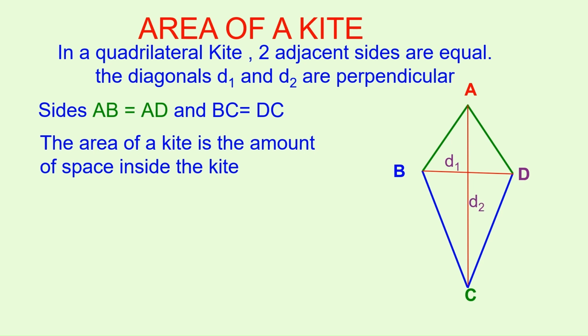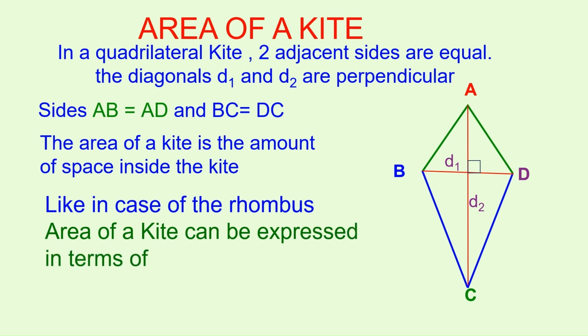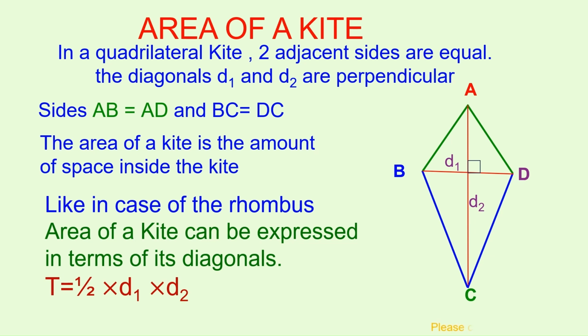The area of a kite is the amount of space inside the kite. Like in case of the rhombus, the area of a kite can be expressed in terms of its diagonals. A equals 1/2 times d1 times d2.